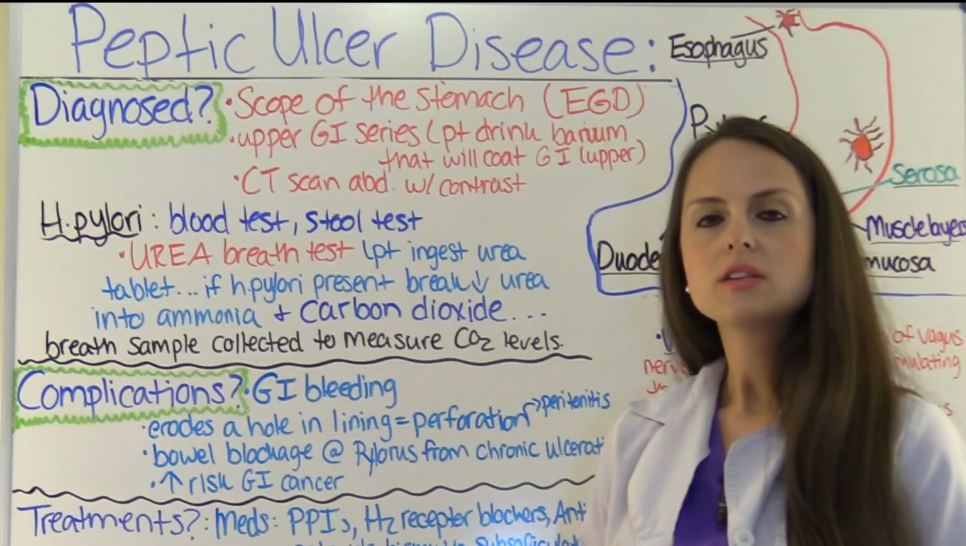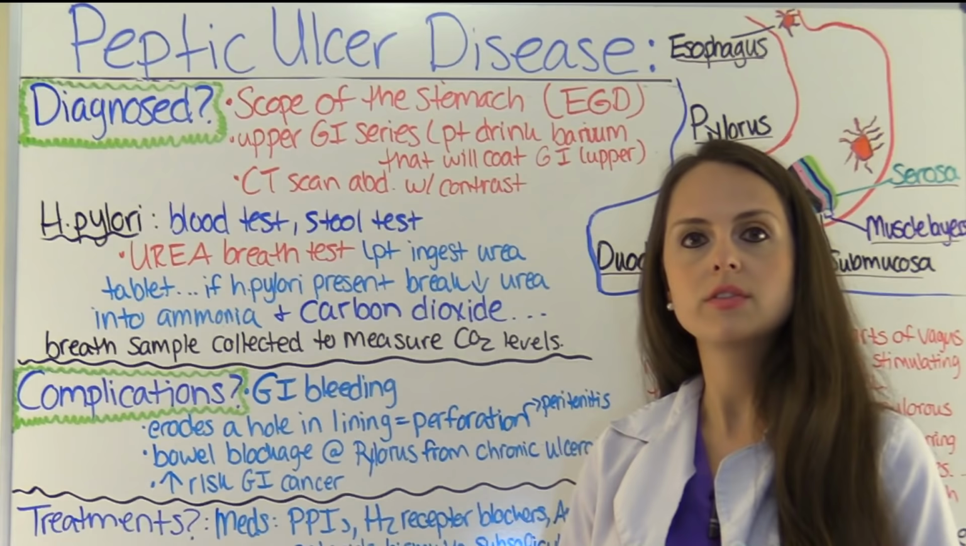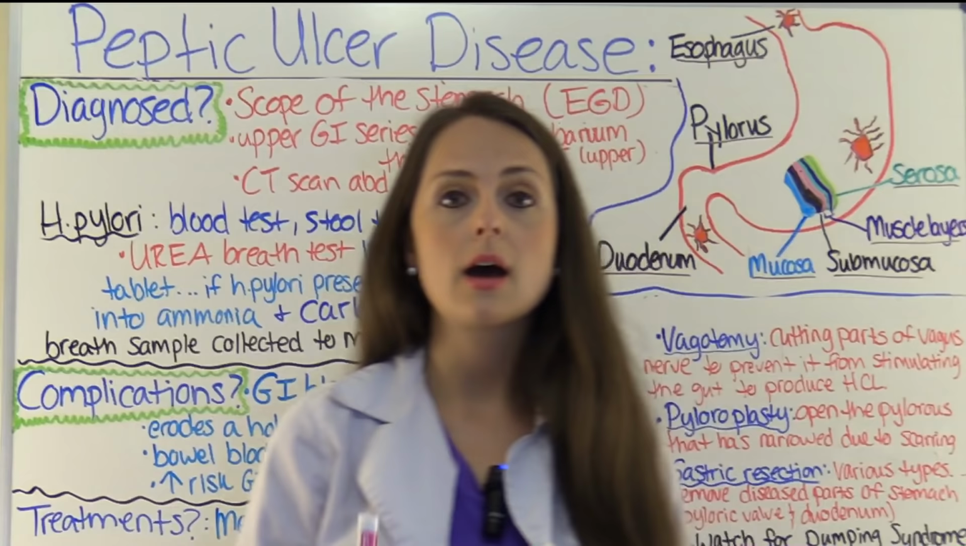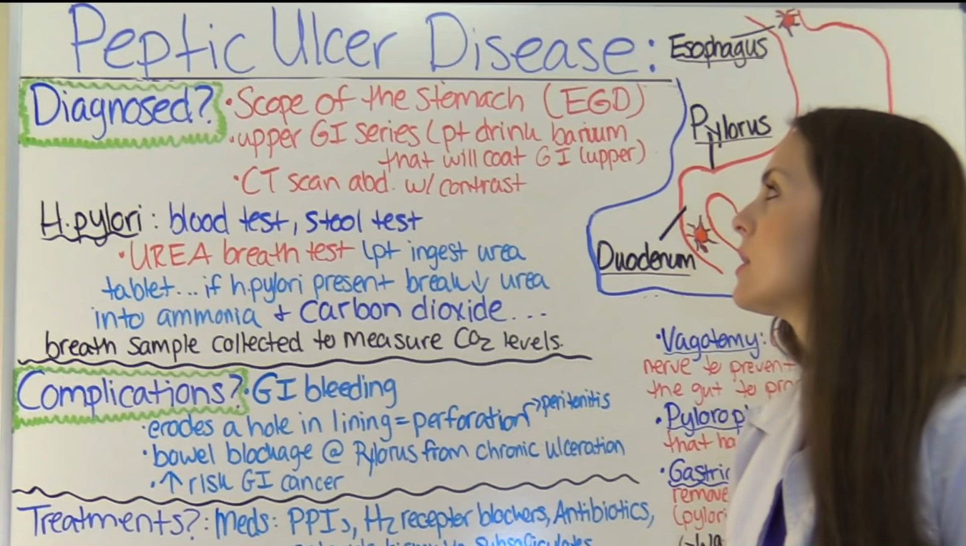So how is peptic ulcer disease diagnosed? As the nurse, you need to know what the physician may order so you can be familiar with it and be able to educate your patient about what the test is. A lot of times physicians may order a scope of the stomach, like an EGD, and this is where they take a scope and go through the upper GI tract. They'll look at the esophagus, the stomach, and the duodenum. And they can look at ulcers, take pictures of them, maybe even biopsy them, so it's a good test for that.